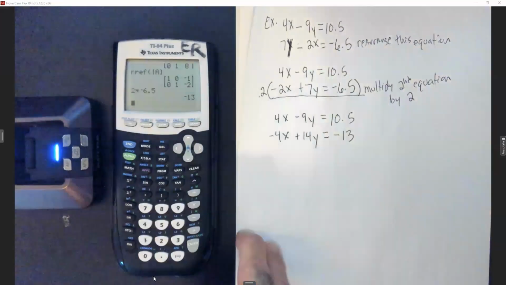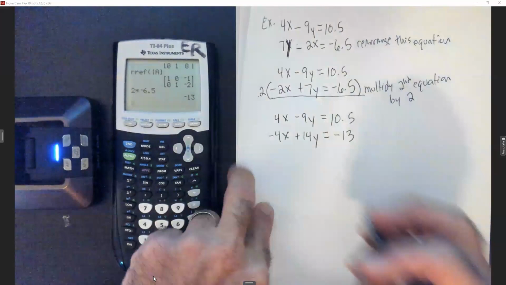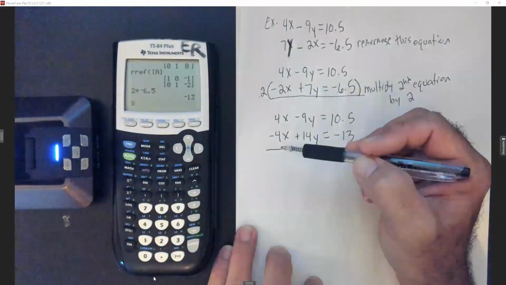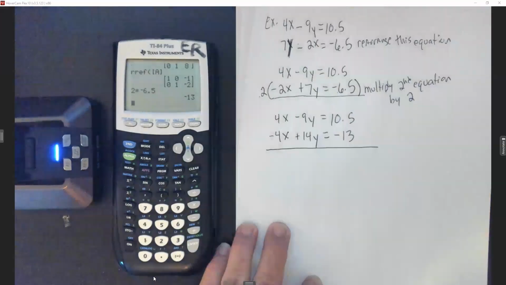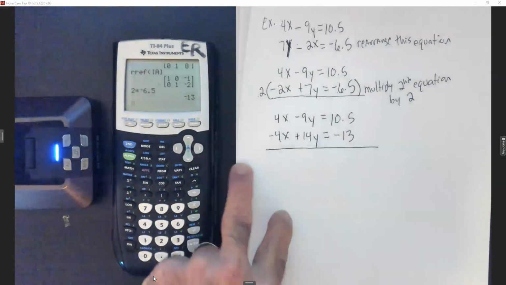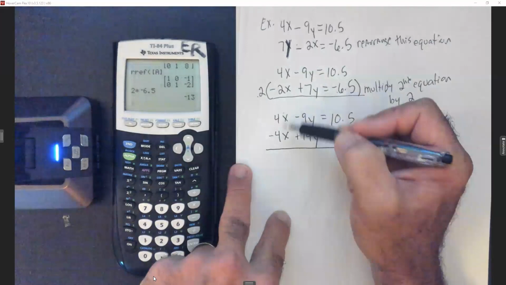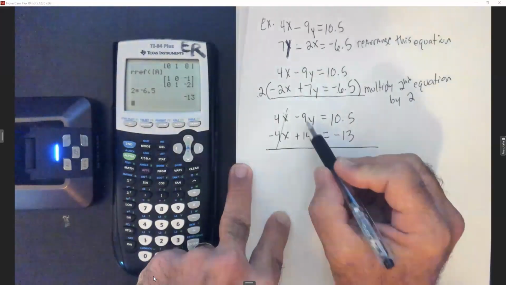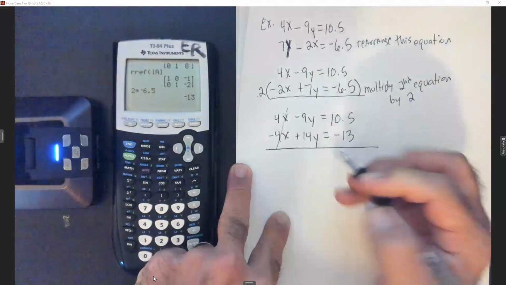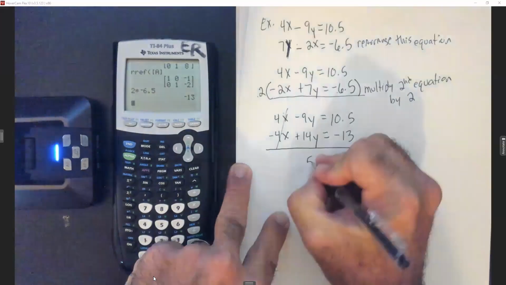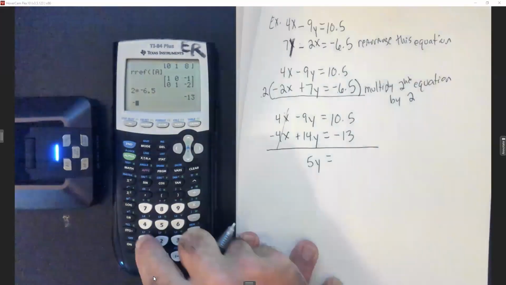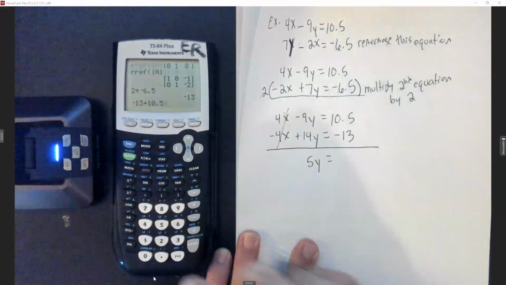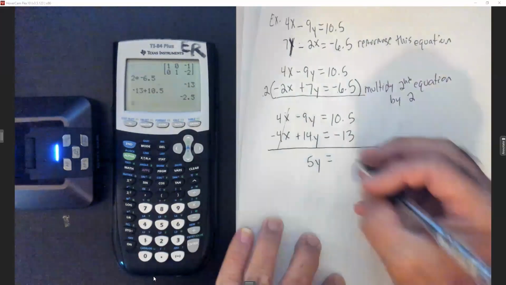All right, so now I've got it to where I can get rid of the x. So y'all watch this. 4x and negative 4x, those are going to cancel. 14y minus 9y will give me a 5y. And then let's see what we get here. Negative 13 plus 10.5 is going to give me a negative 2.5.